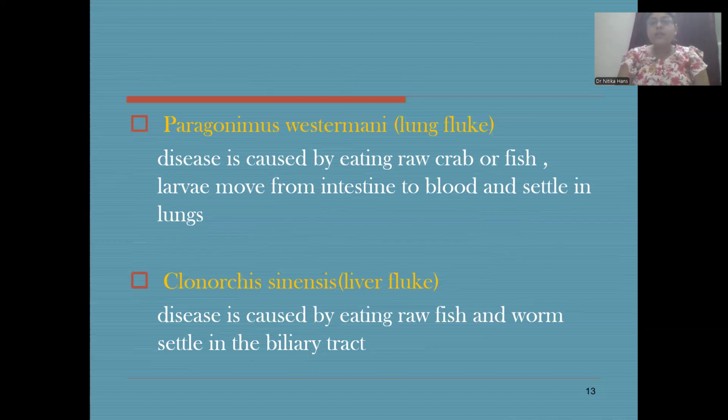Clonorchis sinensis is the liver fluke, which infects the liver or the biliary tract. It will cause necrosis of the biliary tract, which is caused by eating raw fish or worm.